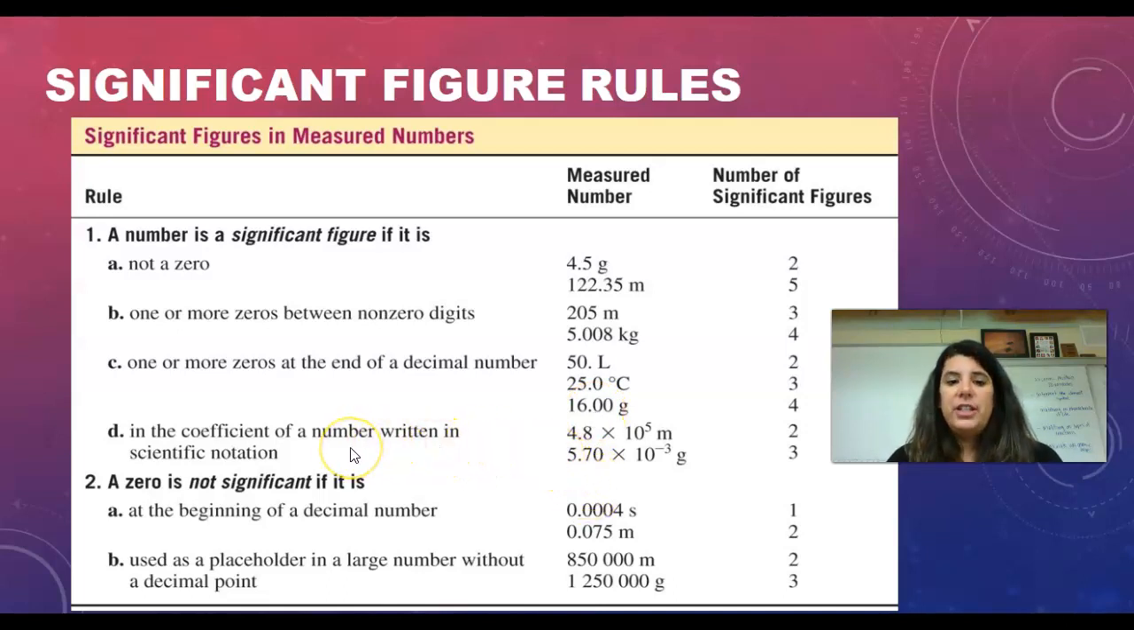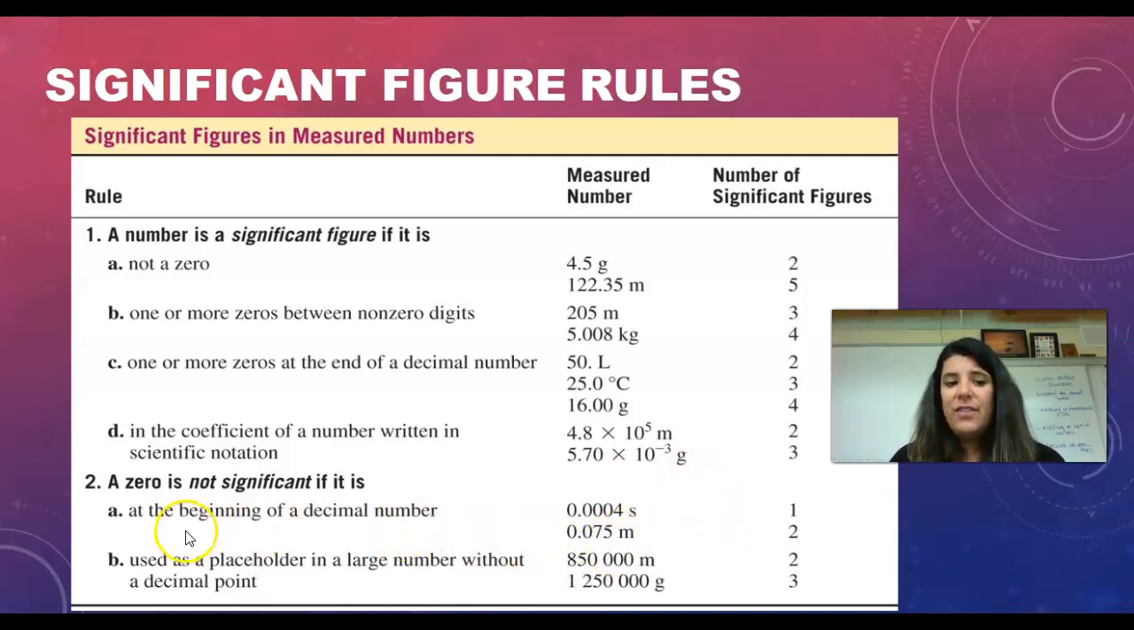In the coefficient of a number written in scientific notation, which we just talked about. So 4.8, that's the coefficient, 2 significant figures. 5.70, this is the coefficient, 3 significant figures. So these are the rules on determining whether a number is significant or not. All non-zeros are significant, zeros between 2 non-zeros, and zeros at the end of a decimal, plus all coefficients in scientific notation.